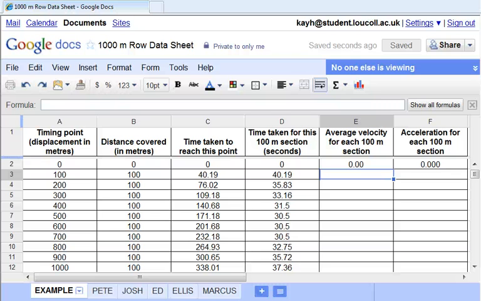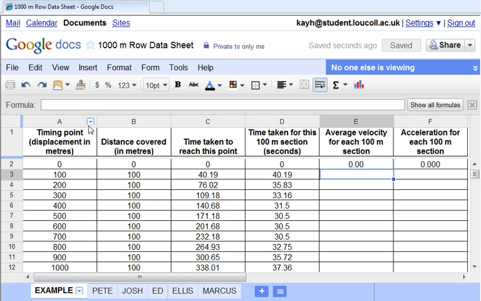To calculate our velocity throughout the race, what we need to do is work out our velocity for each 100 metre section. To do this, we do need to recall the equation for velocity, which is displacement divided by time. Our displacement between each of the timing points is 100 metres, and that remains constant throughout the race.